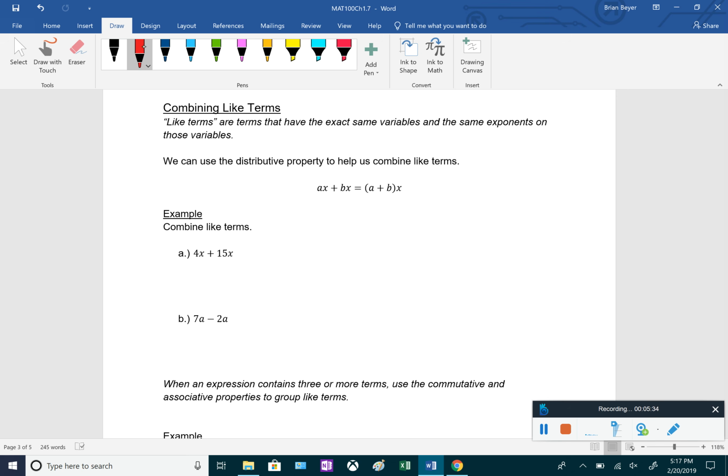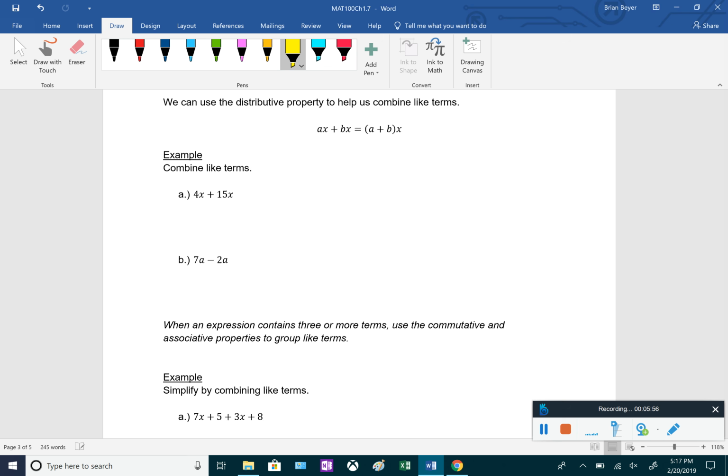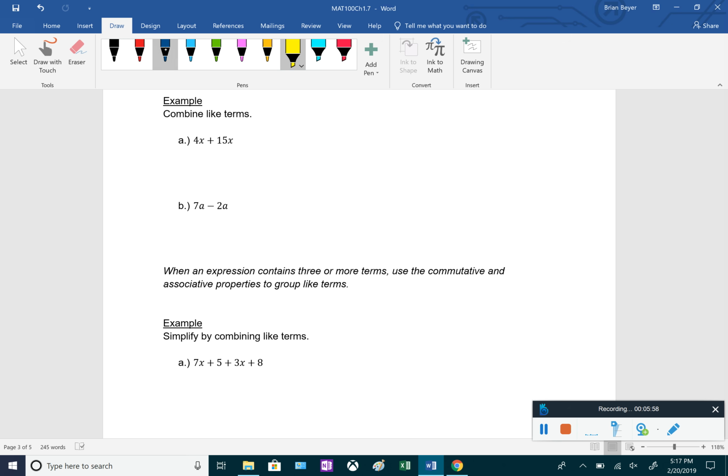So if we started with this right-hand side over here, a plus b times x, we said that we could distribute the x in, and we would get ax plus bx. We're going to be doing it in the reverse direction, saying ax plus bx equals combining a plus b and then multiplying by x. So let's see what this means in terms of an example.